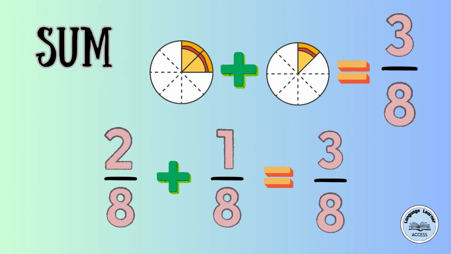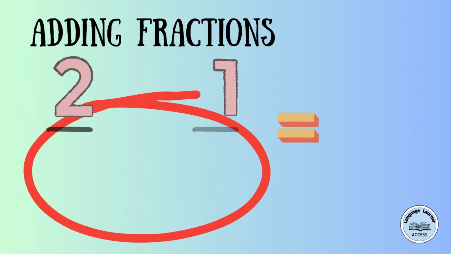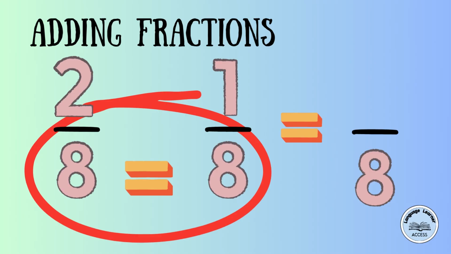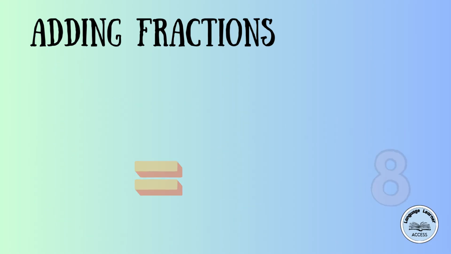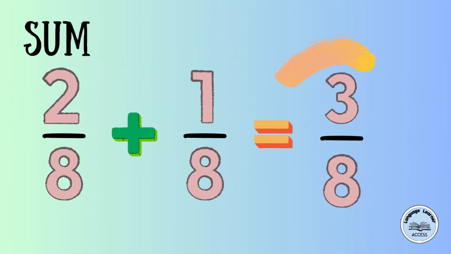Another operation we can use is addition. When we add fractions, we get a sum. To add fractions, we need to make sure the denominators are the same. Then we add the numerators. In this case, 2 plus 1 equals 3. The sum we find is 3/8.